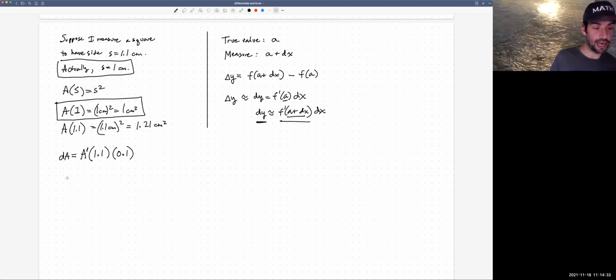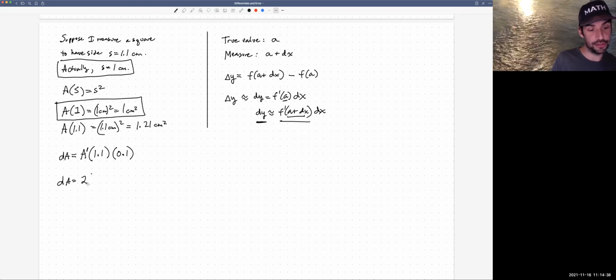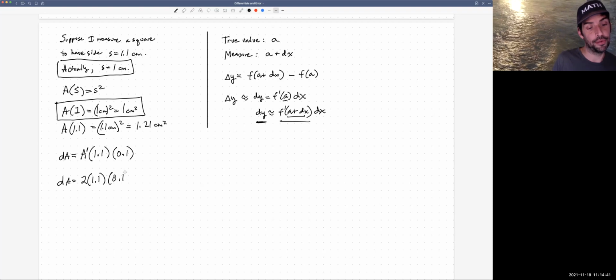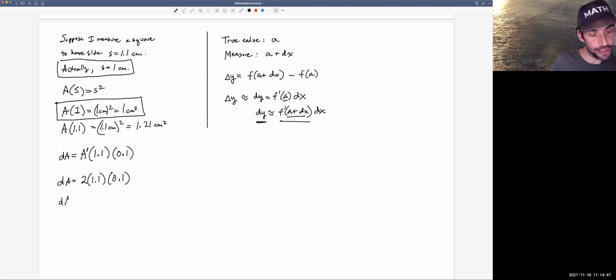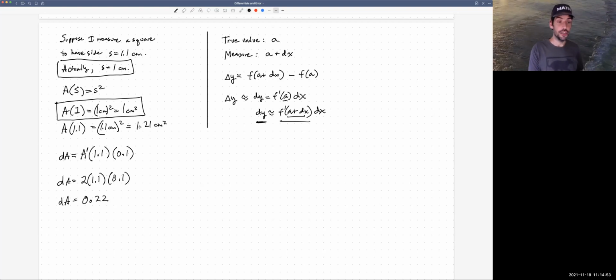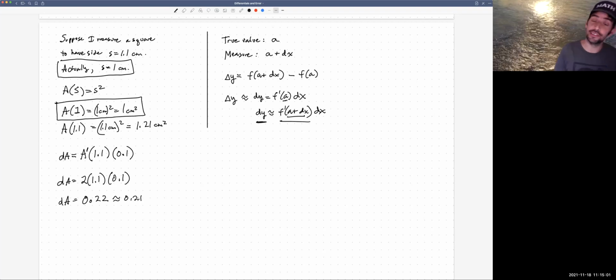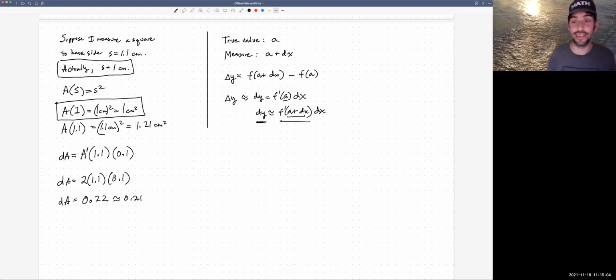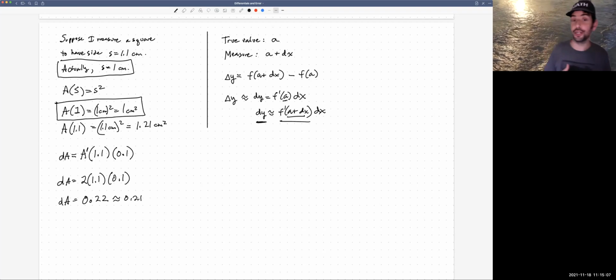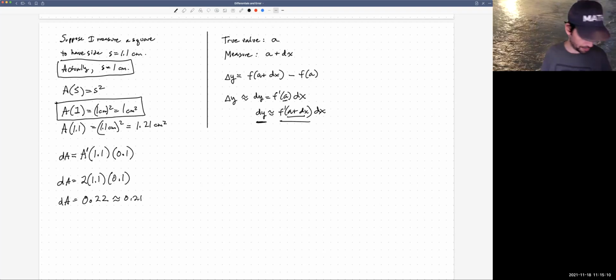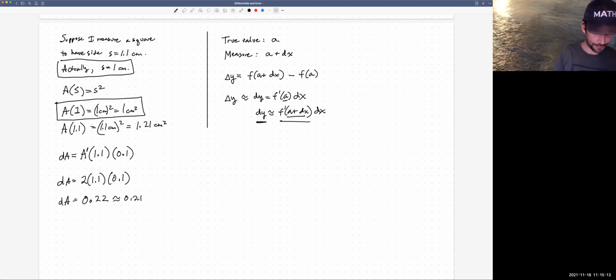Okay, well, what's A prime of 1.1? Well, dA, A prime is going to be 2s. So that's going to be 2 times 1.1 times 0.1. This is going to be 2.2 times 0.1. And so we get an approximation for dA to be 0.22. Notice in our example, when we knew the true value, the actual error was 0.21. So our approximation is not too bad here. If we were trying to guess how much the area could be off by, this would give us a pretty good approximation of that.